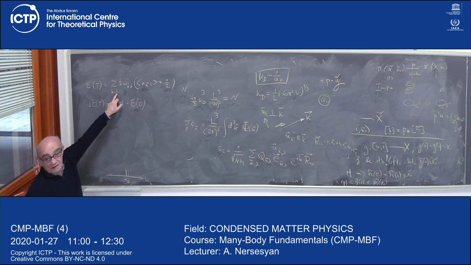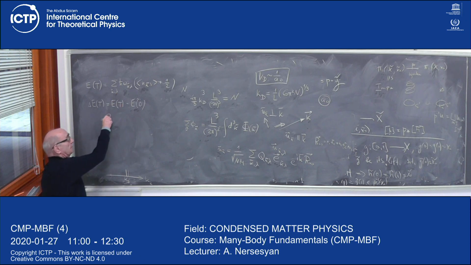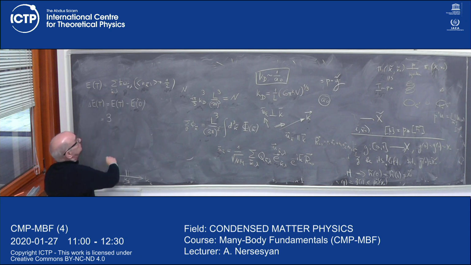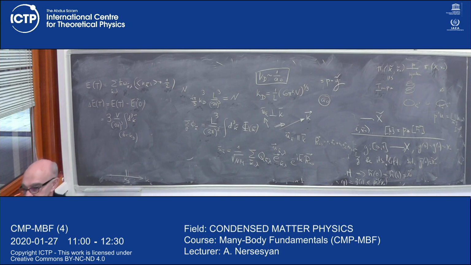Look, lambda is a dummy variable. It doesn't enter any expression. It gives me simply 3. Summation over k gives me the volume divided by 2 pi to the third, a 3-dimensional integral over momentum space, under the condition that the absolute value of the momentum k is less than kd. I'm restricted with the Debye field.